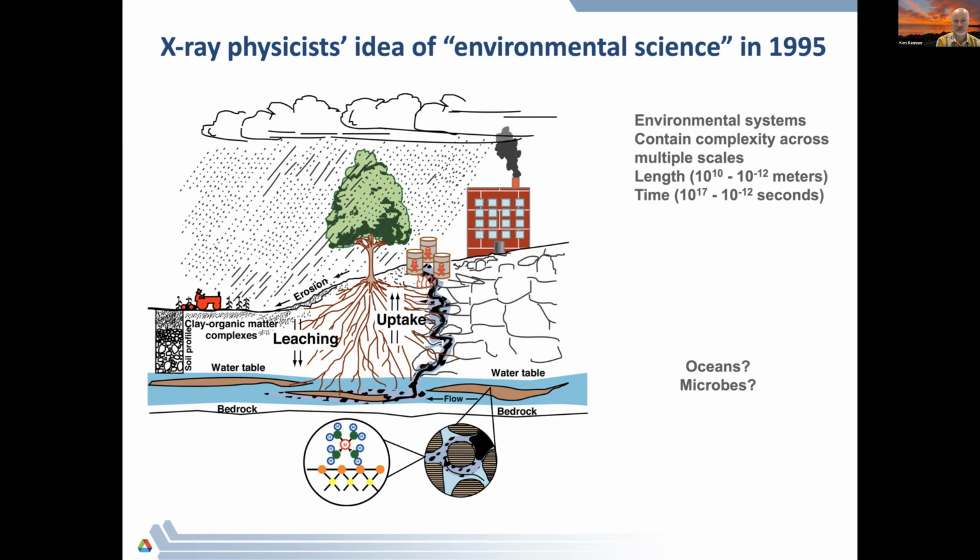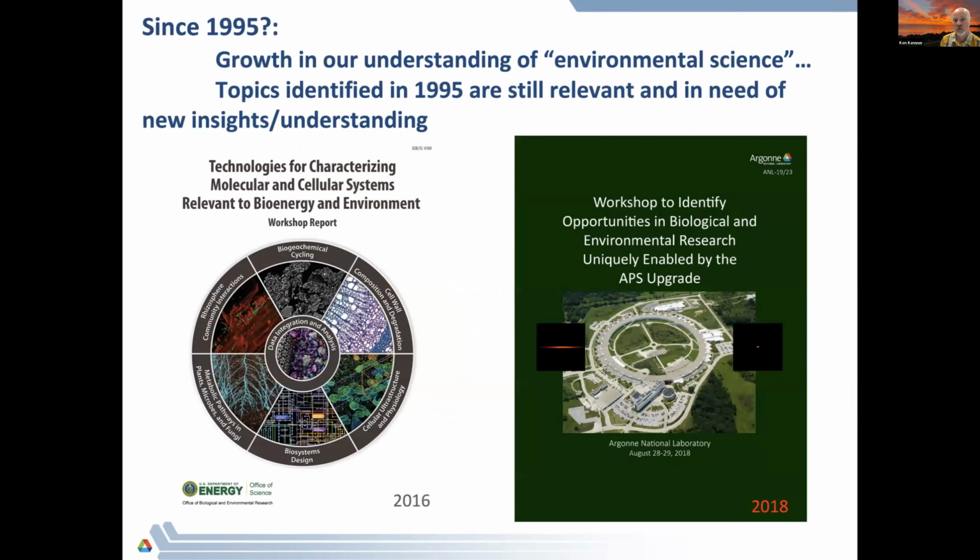It does a good job of identifying a lot of the different types of sciences that come together to be integrated to solve environmental science questions. You're going from the very large scale all the way down to the molecular scale, with a variety of length and temporal scales, very heterogeneous in all of those. But as good as this was, the importance of oceans and microbes was something that was not thought of much back in 95.